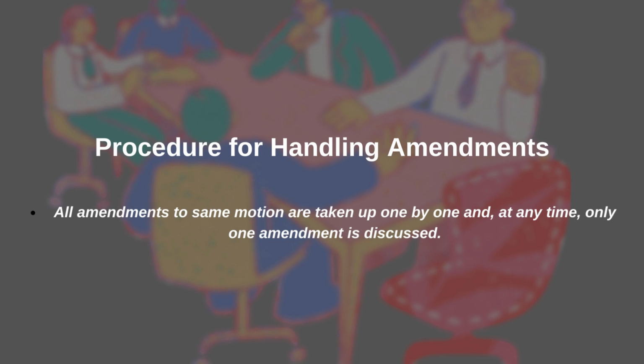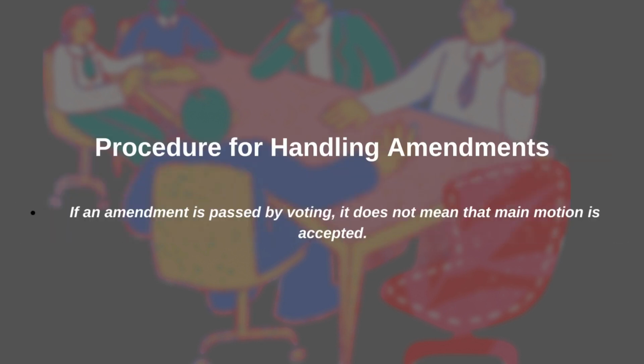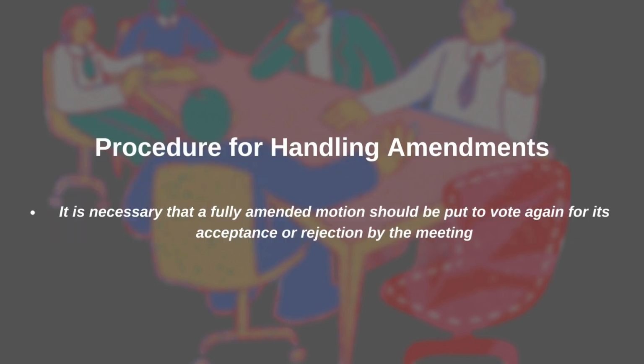All amendments to the same motion are taken up one by one, and at any time only one amendment is discussed. If an amendment is passed by voting, it does not mean that the main motion is accepted. It is necessary that a fully amended motion should be put to vote again for its acceptance or rejection by the meeting. Is that clear?